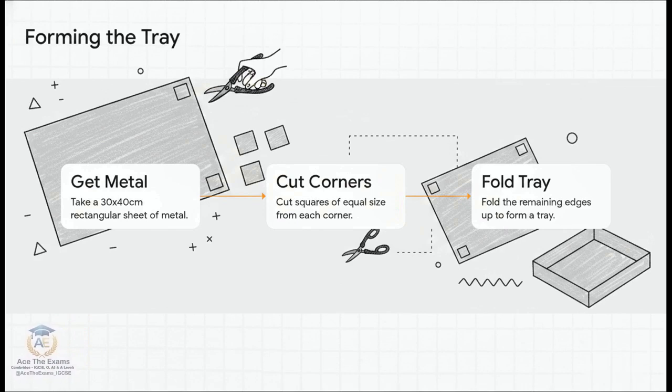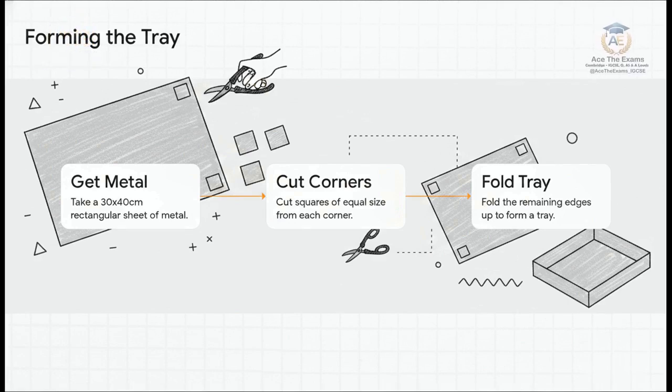Now, to make a functional tray out of this flat sheet, you obviously need walls to keep things from sliding off. So you grab a pair of heavy-duty metal snips. Your task is to cut 4 identical, equal-sized squares out of each of the 4 corners of that rectangle. Once those 4 corners are completely removed, you fold up the remaining rectangular flaps along the sides, and voila, you have just built an open-topped metal tray.